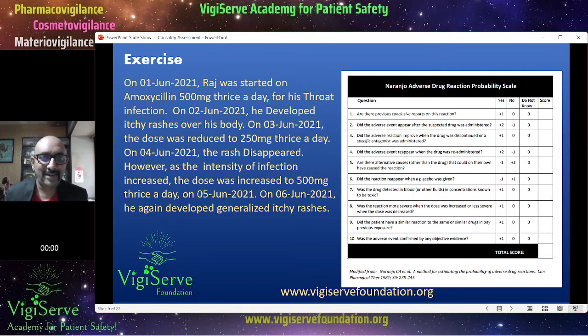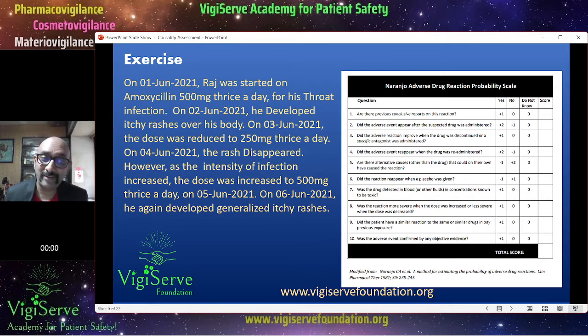It is 0. So the eighth question, was the reaction more severe when the dose was increased or less severe when the dose was decreased? So the event disappeared. It did not reduce in intensity, but then when the drug was re-administered, it increased in intensity. So you can consider what score to give. And finally, did the patient have similar reaction to same or similar drugs in the previous exposure? We don't know, right? The past history of the patient.